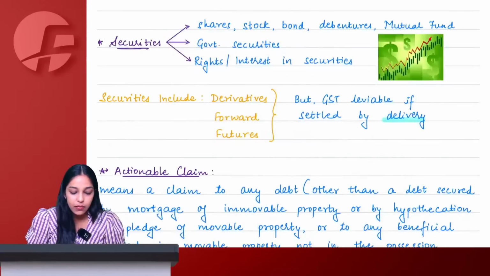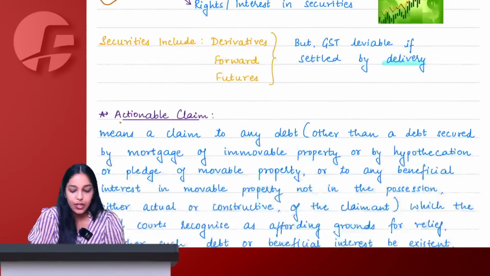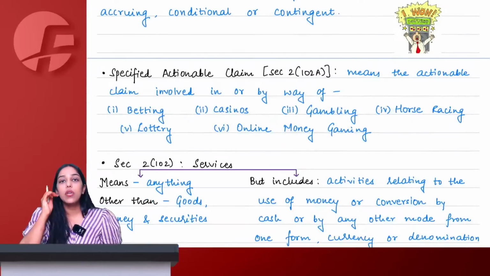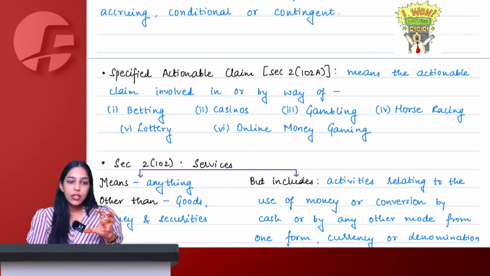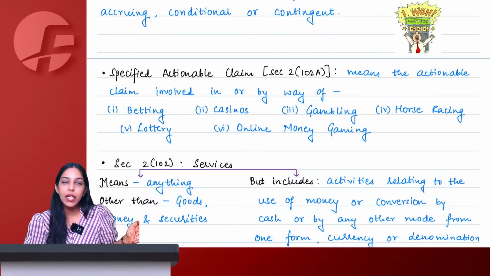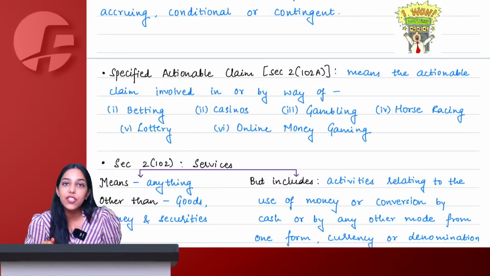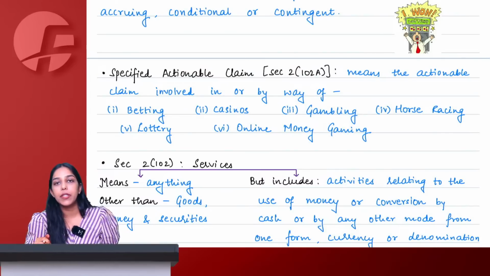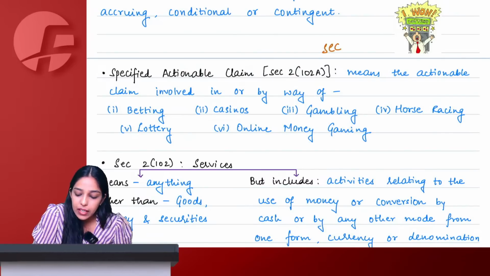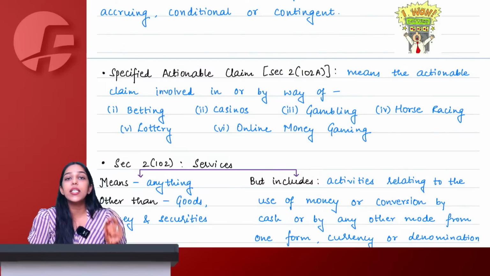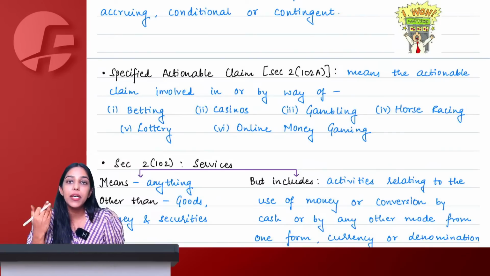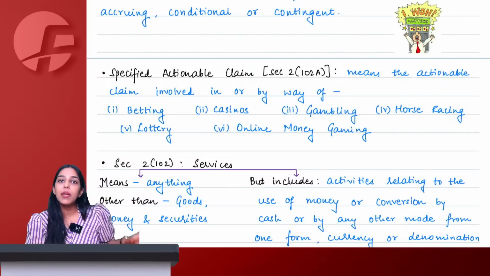We understood what is money, what is securities, what is actionable claim. Now you need to learn 6 specified actionable claims. Why, ma'am? Because in GST, all other actionable claims are treated in a separate way, whereas these particular 6 specified actionable claims are treated in another way. What is this different treatment? That I will explain in section 7 in the chapter of supply. For now, what you need to know is only the names of these specified actionable claims, for which government has made separate valuation rules and explained their taxability differently as compared to the normal actionable claims.